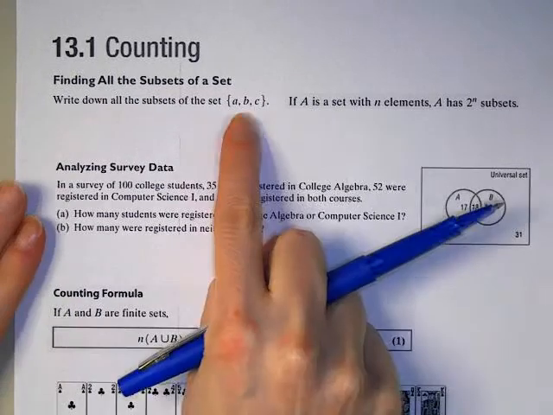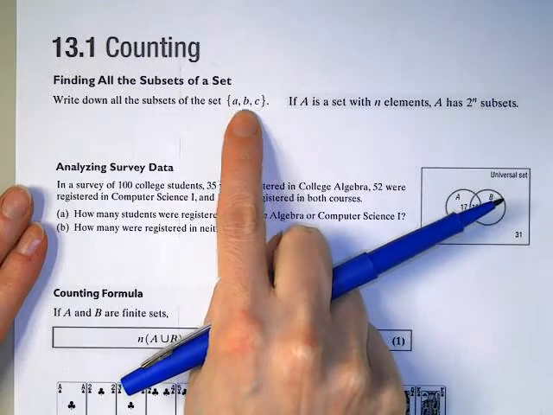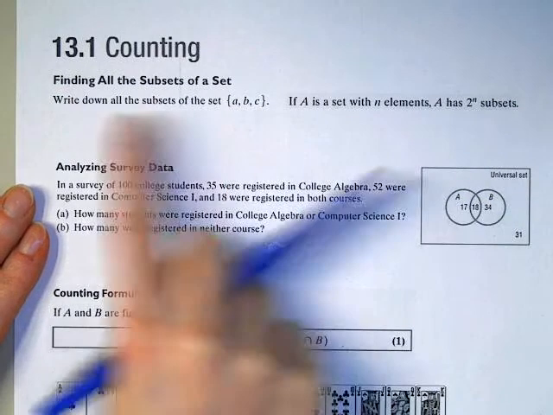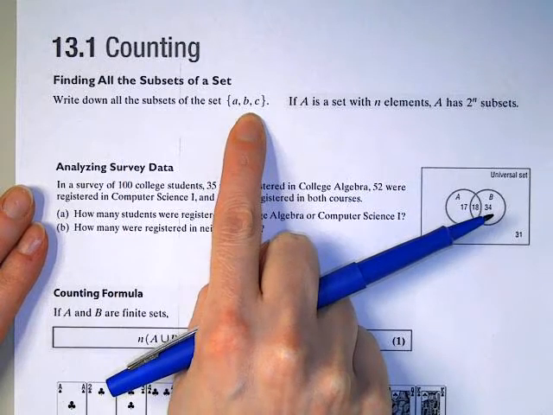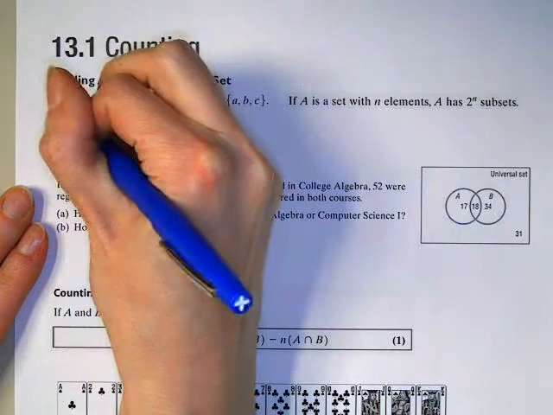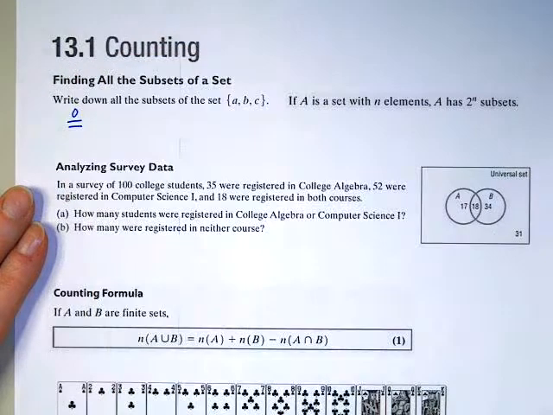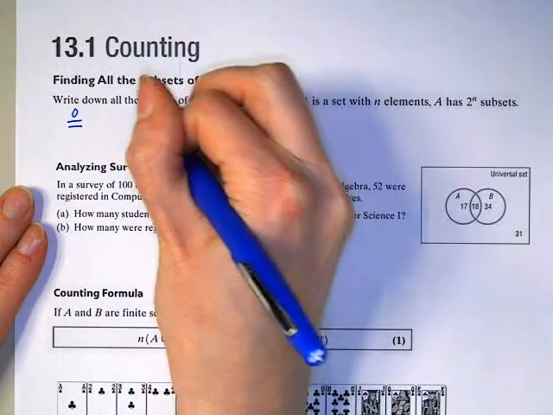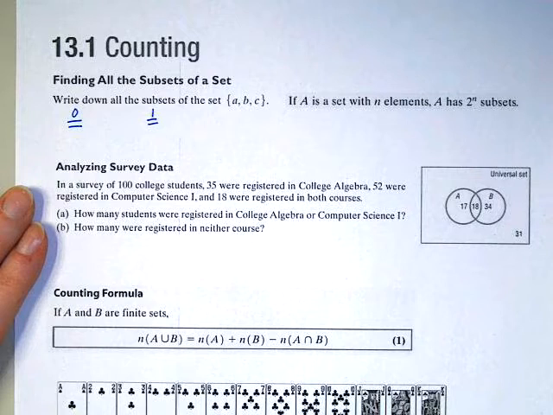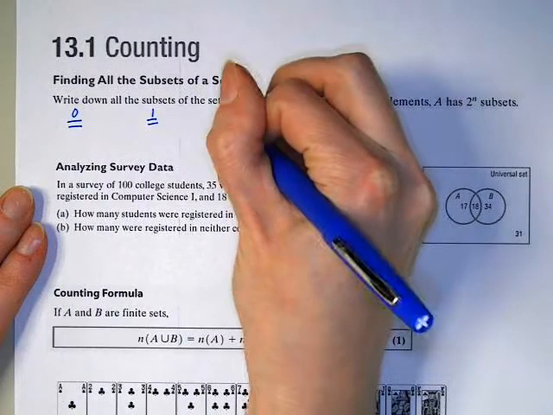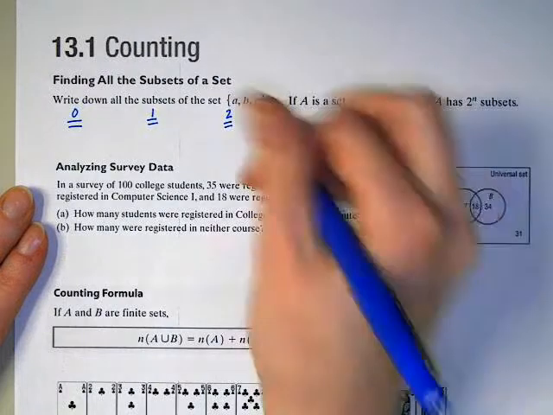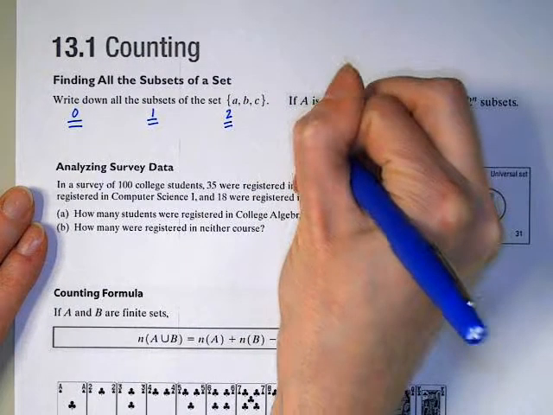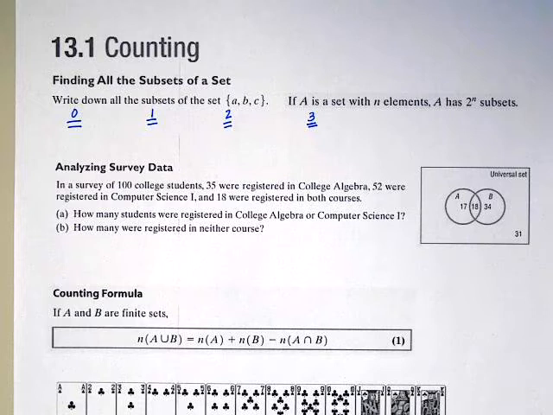So let's say you have a set containing the elements A, B, and C, and we want to find all the different subsets of this set. There can be subsets with 0 elements, subsets consisting of 1 element, subsets consisting of 2 of the elements, and subsets consisting of 3 of the elements. So the point of this first one is to write down all of these subsets.